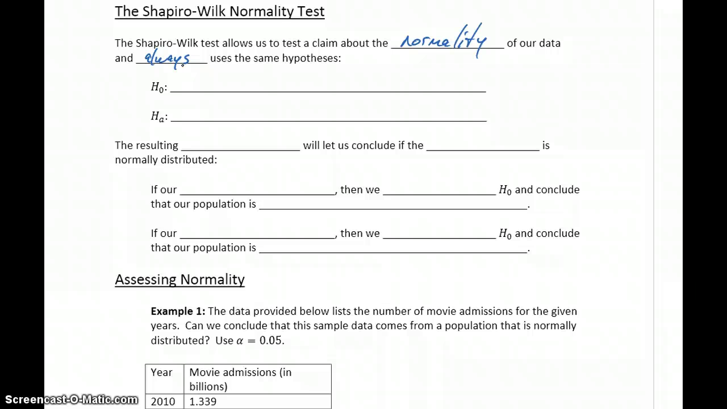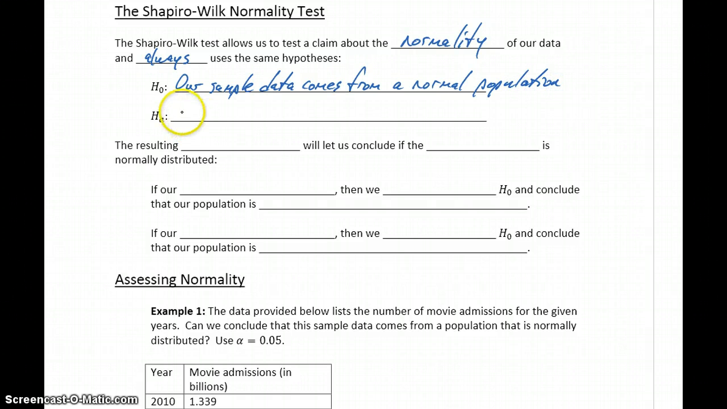those two statements, for the Shapiro-Wilk test, we always have the exact same null hypothesis, which is the assumption that our sample data comes from a normally distributed population. And we have the alternative hypothesis that our sample data comes from a non-normal population.